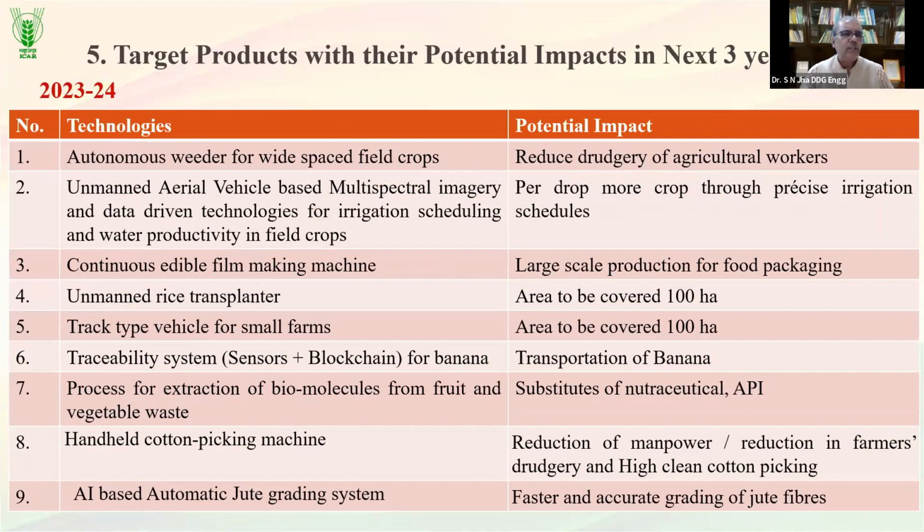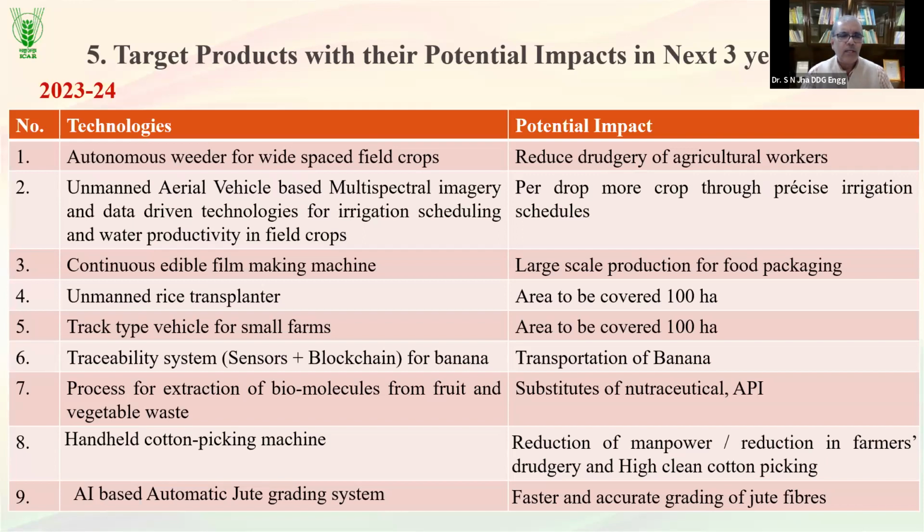And for 23-24, it is an autonomous weeder for widely spaced field crops. Already we have developed it, but testing in multi-locations and other things are required. And unmanned aerial vehicle-based multi-spectral imagery and data-driven technology for irrigation scheduling and water productivity in the fields.